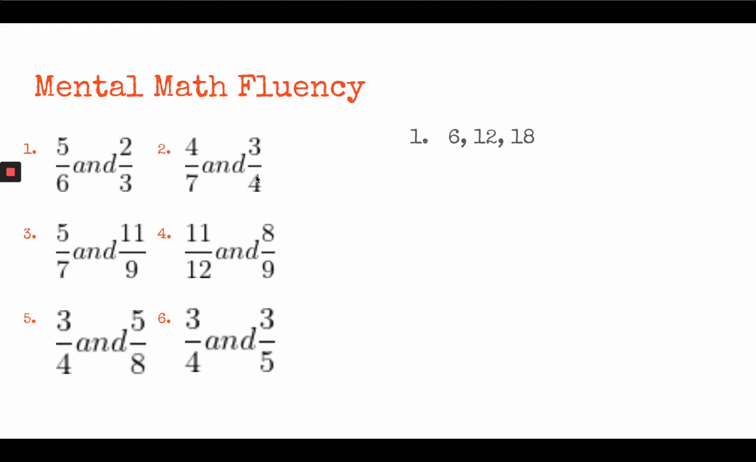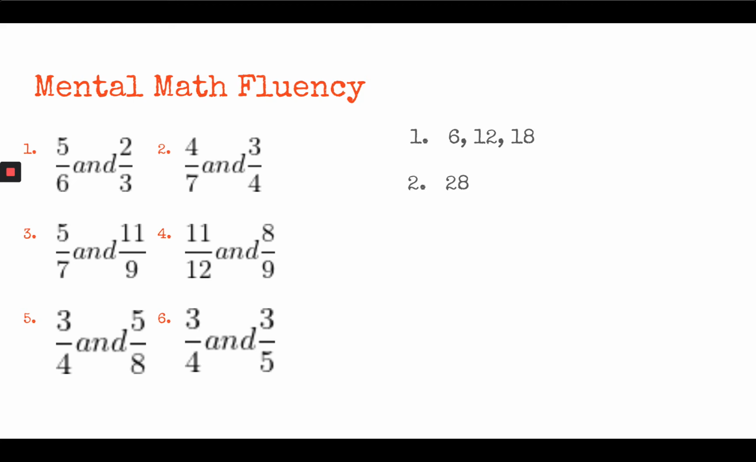Okay, let's look at number 2. I've got 4/7 and 3/4. This one's a little easier because if I look at this and I say, oh, 7 can't go into 4 and 4 can't go into 7, I'm going to just use my quick common denominator and I'm going to multiply these two numbers, okay? 7 times 4 is 28, so I know that 28 is a common denominator. There we are. Okay, I hope this is bringing back some memories of our fraction unit.